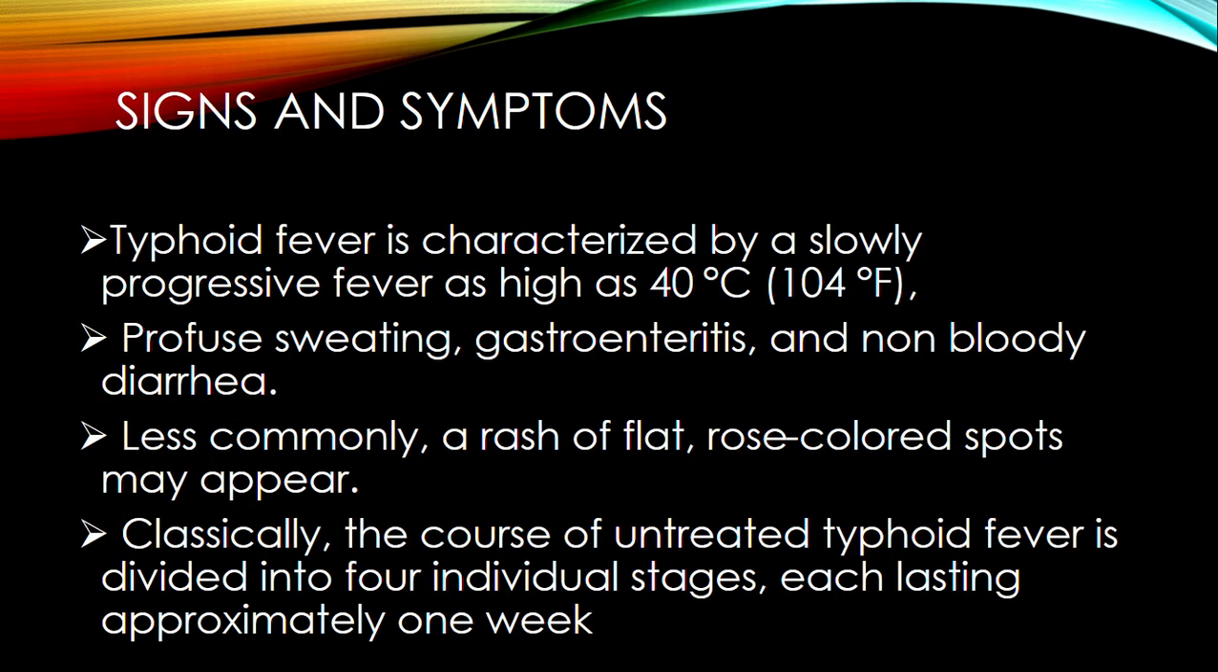So the signs and symptoms of typhoid fever occur in stages. Typhoid fever is characterized by a slowly progressive fever as high as 40 degrees Celsius or 104 Fahrenheit. The patient will have profuse sweating, gastritis, and non-bloody diarrhea. Less commonly, a patient may have a rash, rose-colored spots, which may appear on the chest and on the abdomen.